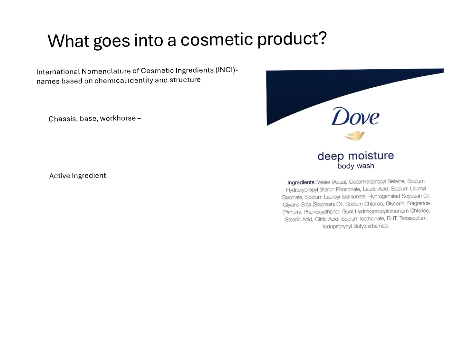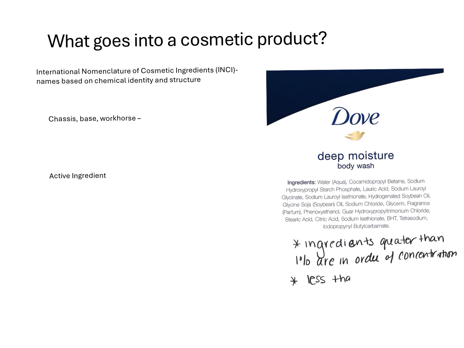So ingredients that are greater than 1% are in order of concentration, right? If it's less than 1%, it can be in any order. And so the question is, where is that cutoff? And that's a really hard question to ask. There's nothing when we look here that shows us where a cutoff is.